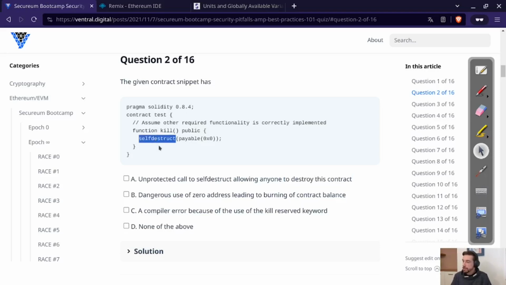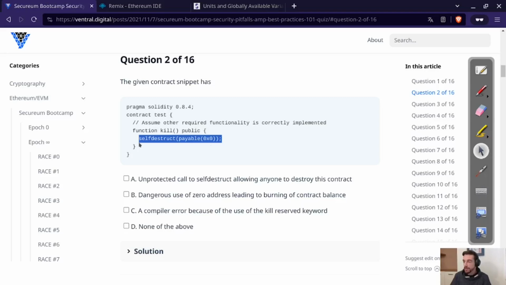But one important little fact to know about self-destruct is that it doesn't destruct the contract immediately. It actually just marks the contract as to be destructed in the future. So basically when another contract is calling this function kill, the self-destruct call here will make this function return, so it goes back to the caller.